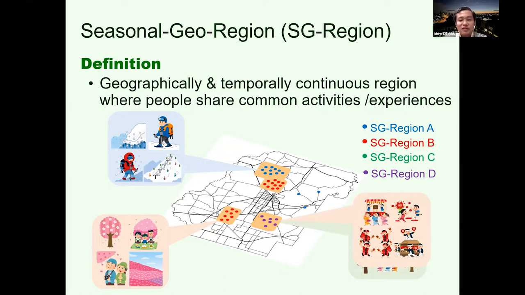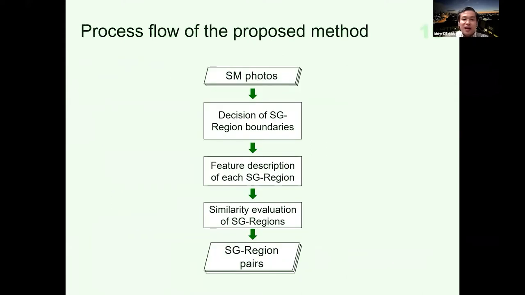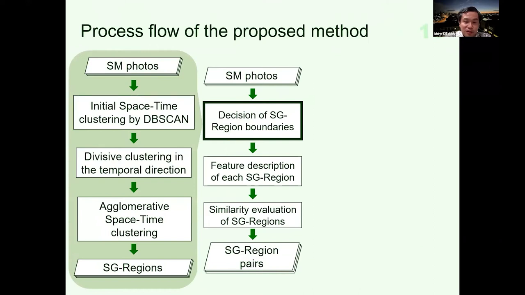So these could be at the same location, but at different timings of the year. So how do we do this? We basically get a lot of social media photos and then try to decide the seasonal georegion boundaries. That is done by clustering in both geographic space and also in time space. I'm not going into the details.